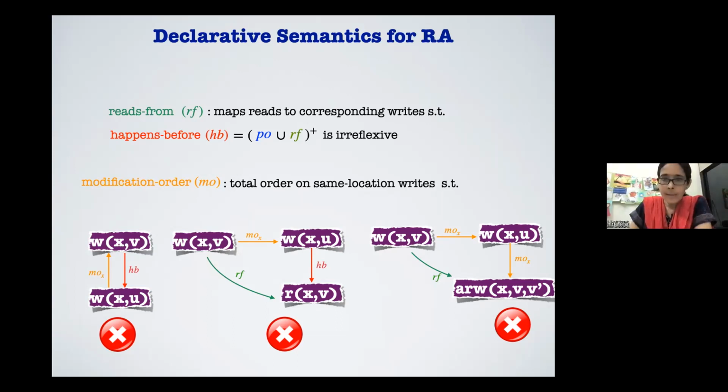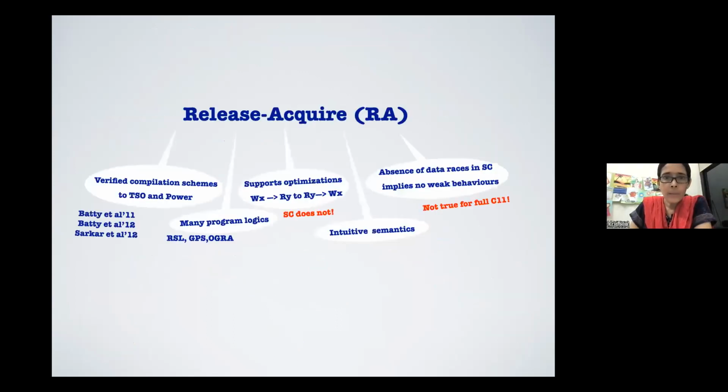Okay, so I will move ahead right now. This is just a few good things about release acquire, which are well known. Let me start with the support for optimization. We know that sequential consistency does not allow reordering of writes to reads, and thanks to this, it does not perform well on modern hardware architectures. Whereas release acquire supports this write to read optimization and therefore enjoys better performance. So that is one of the good things about release acquire.